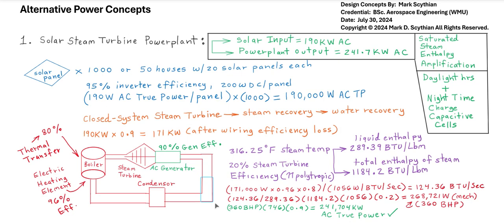And so the return is 241,704 kilowatts of AC power, because this 360 brake horsepower then turns this AC generator, which would be like a municipal city grid generator, something that could power more than 50 houses, or a set of houses, supplemental or primary power, either way, depends what the demand is. And so because of the amplification of steam enthalpy, we're able to harness 241,704 kilowatts from 190 kilowatts of AC output or input power from the solar panels to the boiler's heating element.